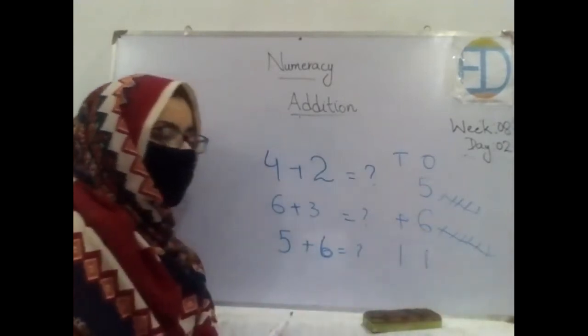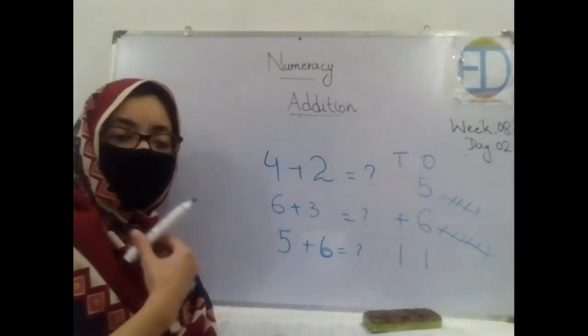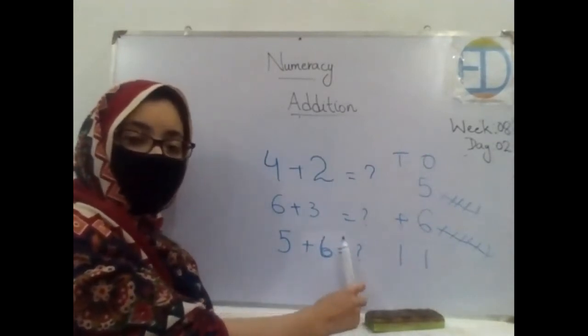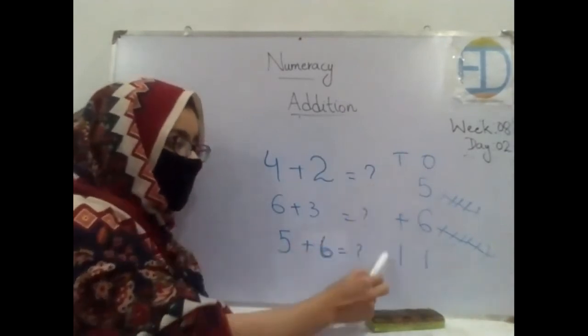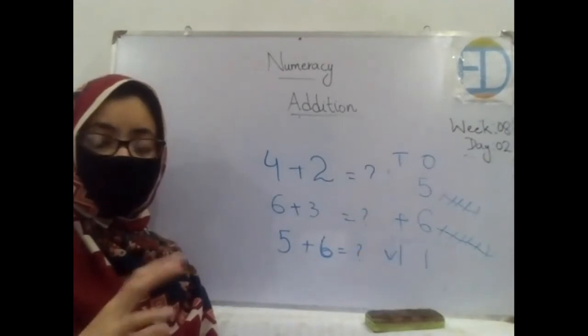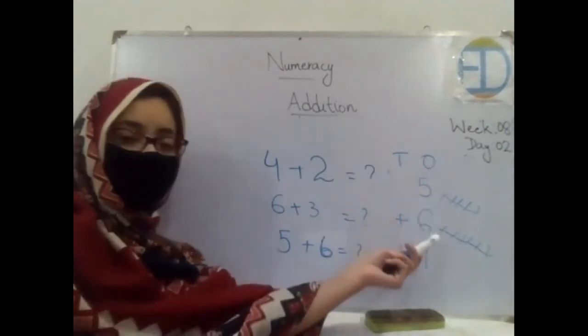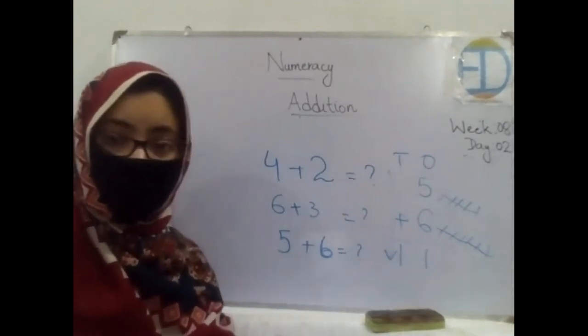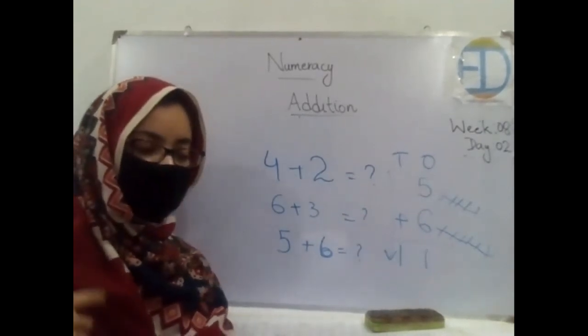See, now the numbers were more than 9, or the answer was more than 9. So we have written the other digit in the tens column, right? And the numbers that we were adding were only one digit, and the answer that we have received is a two-digit number, right?